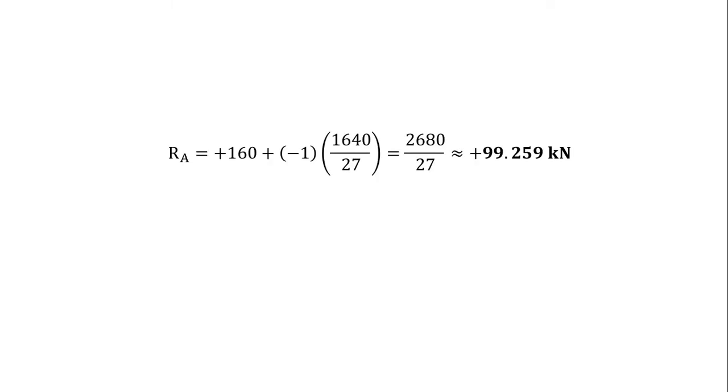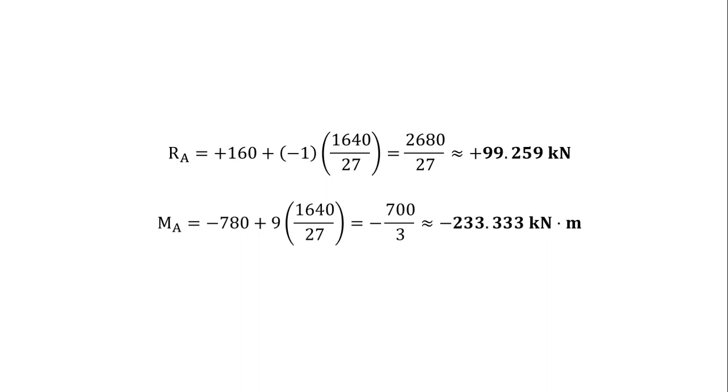Okay? So, paano kunin yung RA? So, we have what? 160. Okay? Remember kanina yung reaction sa point A. Okay? Nung wala yung roller support ay 160 kN. So, bawiin natin siya. So, 160 minus 1 times the magnitude of RD, ginawa natin ito sa trusses, is equal to this one.